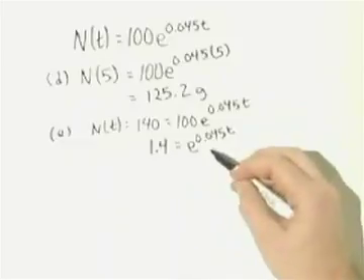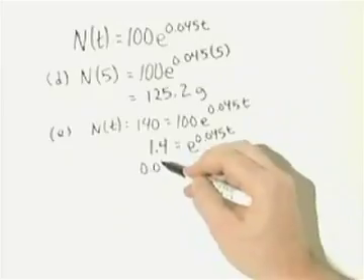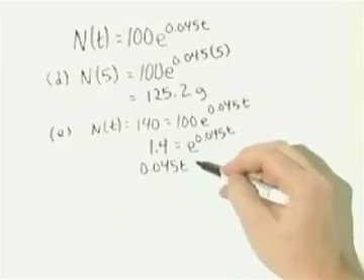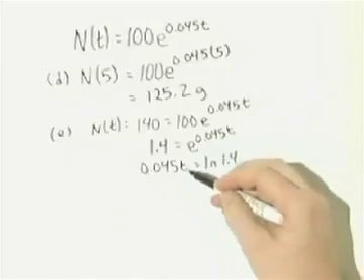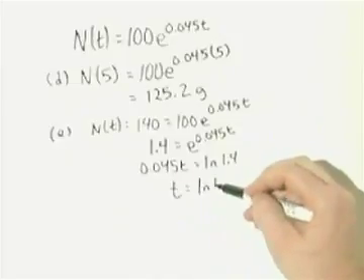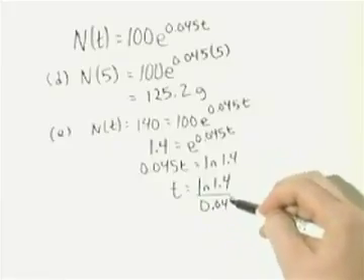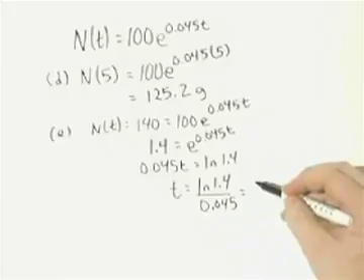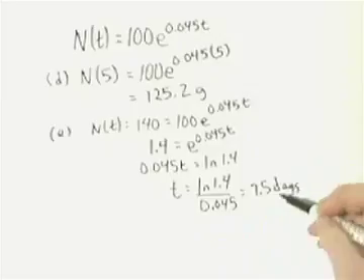All I need to do here is rewrite this expression as a logarithm. I get 0.045 t equals the natural log of 1.4. Finally, divide both sides by 0.045. I get that t is the natural log of 1.4 divided by 0.045, and we get that t is about 7.5 days. So the size of the population will be 140 grams after about 7.5 days.